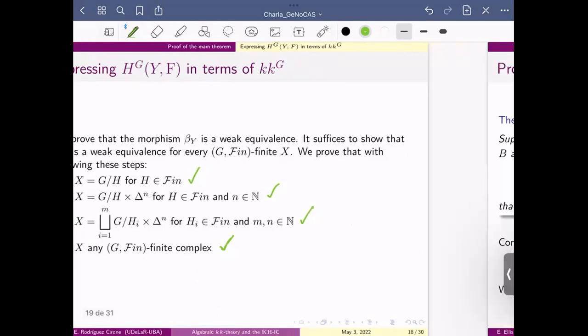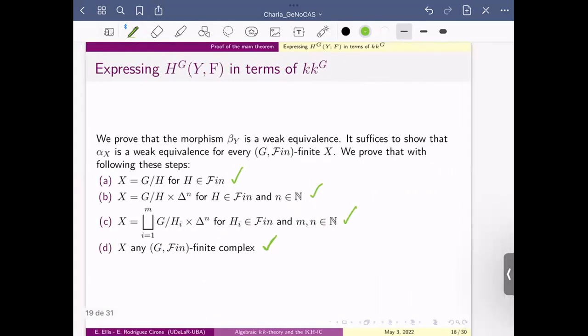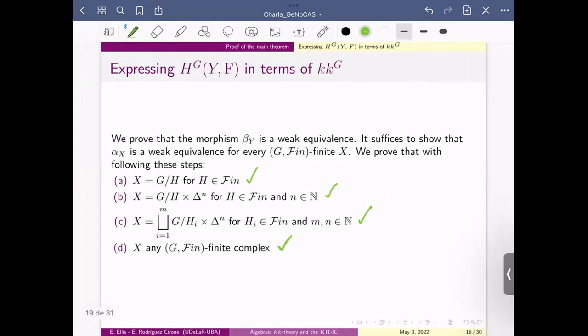Then this is the first part. We write this thing in terms of KKG. Then now it's time for Emanuel.